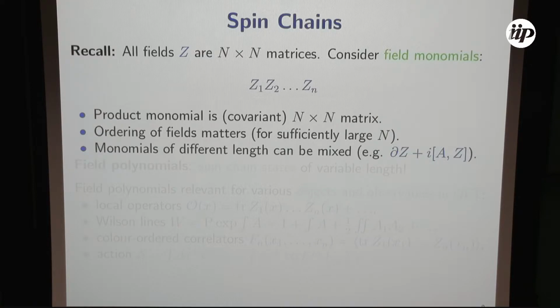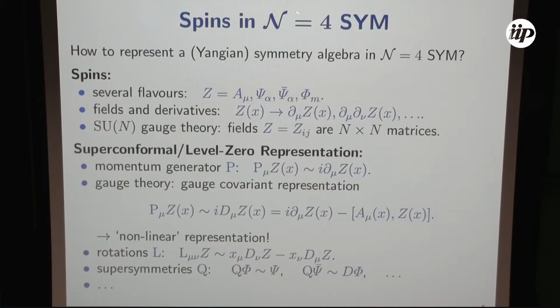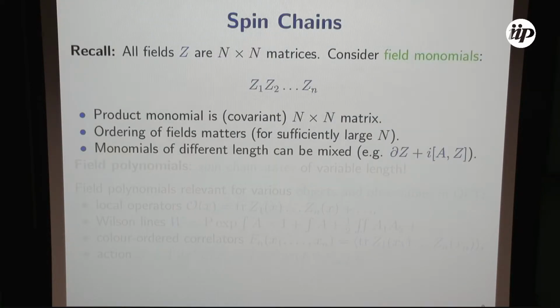This N can be any number, any integer. No. Capital N is large. This is the planar limit. This is the rank of the gauge group.